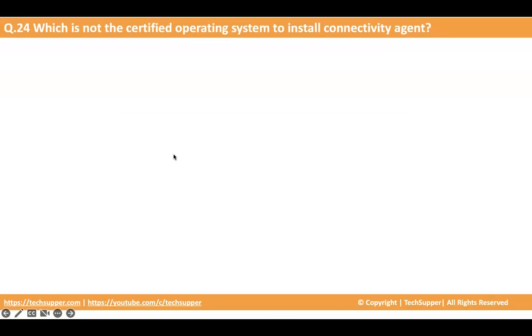Okay, the next question is, which is not a certified operating system to install the connectivity agent? As we know, when we install the connectivity agent, we require a virtual machine or a physical machine where we install it. But what must be the operating system? What should be the operating system to install the connectivity agent? And what are the certified versions? The question is, what is not the certified operating system? So let's see the options.